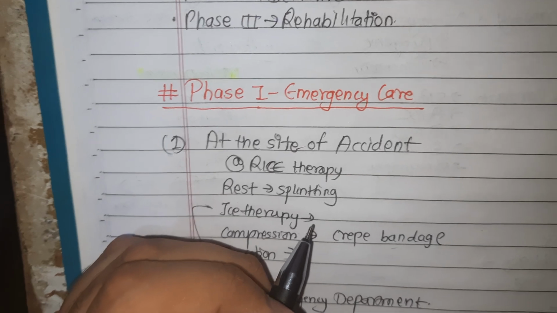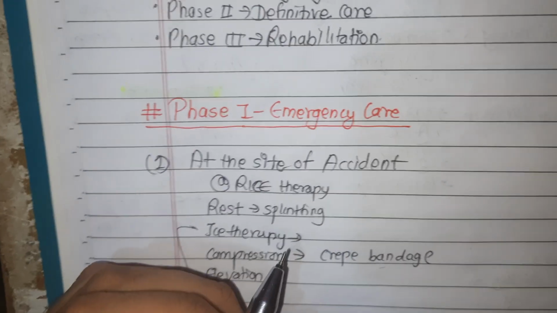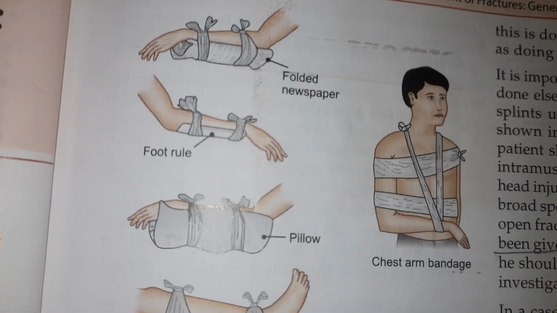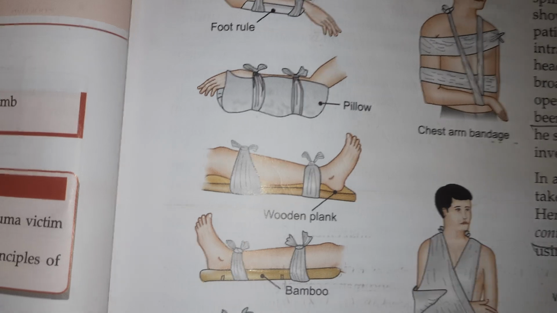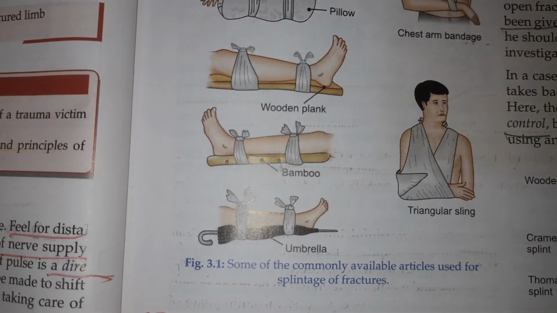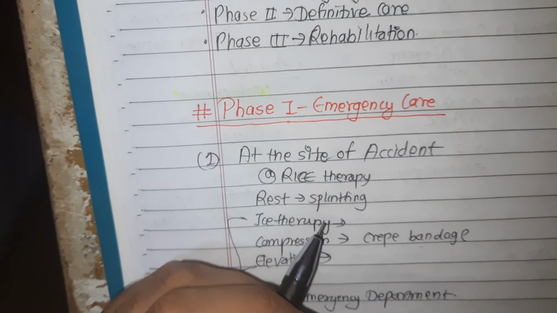Some examples of the fractured extremity at the site of accident are shown in this picture. This is a splint made by folded newspaper, foot rule, pillow, and chest arm bandage. We can see the wooden plank, bamboo, triangular sling, and umbrella. And one can correct any gross deformity by gentle traction.